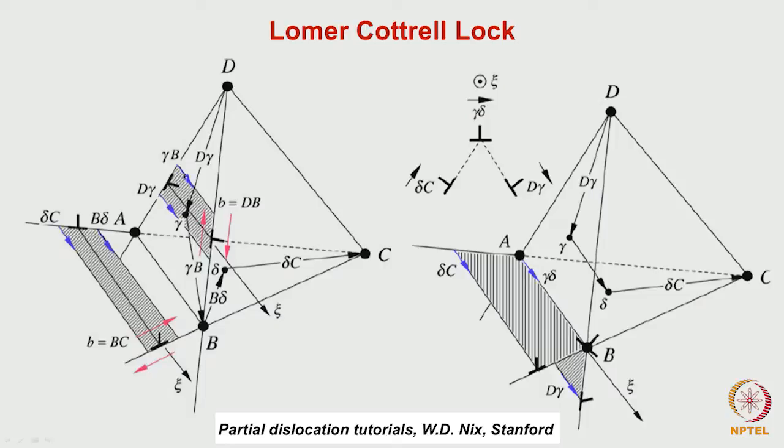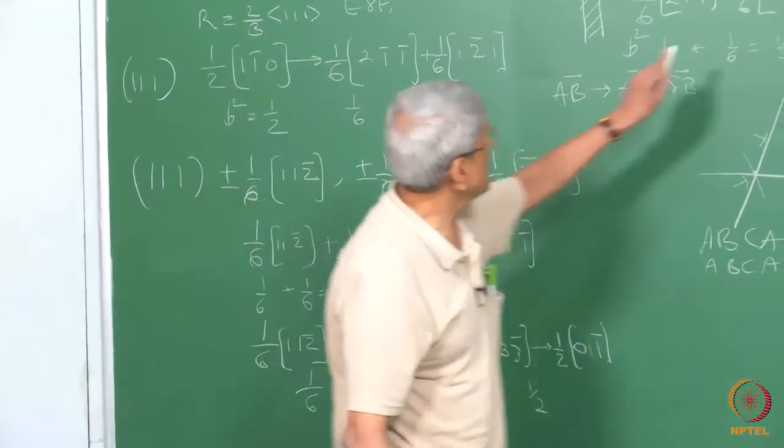Especially the Lomer-Cottrell lock which we considered, that we can understand if we look at it very easily. You see that this is one plane, the ABC plane, in which the dislocation which is split into partials is moving. This is another plane in which the dislocations which are split into partials are moving. And if you consider here this B delta and gamma B, when they join together, gamma B plus B delta will generate nothing but gamma delta, by vectorial addition. And this is what essentially is where we have written this reaction.